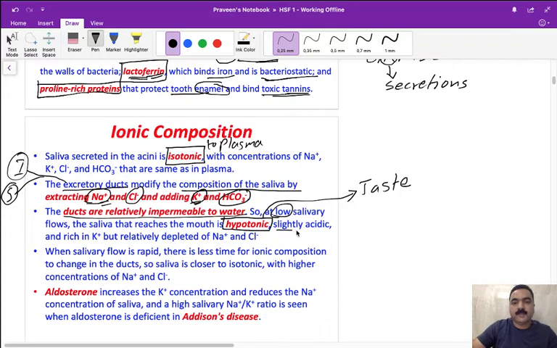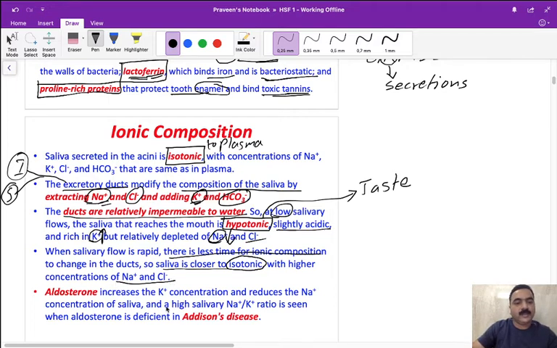And then it becomes slightly acidic, that is, the pH is 7 only when you have sufficient time. If there is no time, the pH will go alkaline, that is a pH of 8. When you have sufficient time, it will become rich in potassium but relatively depleted of sodium and chloride. The sodium and chloride will be decreased, but there will be more potassium, and that is also controlled by aldosterone. When saliva flow is rapid, there is less time for the ionic composition to change in the ducts. So saliva is closer to isotonic, with a higher concentration of sodium and chloride.